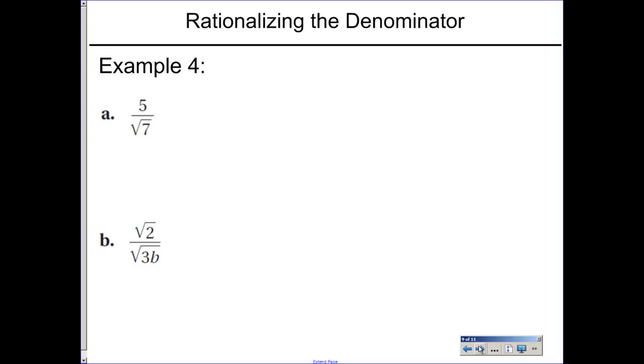Example 4, rationalizing the denominator. If you remember, one of our rules or conditions to be simplified is that the denominator cannot have any radicals in it. Well, in this case, we see that there's a radical down there.